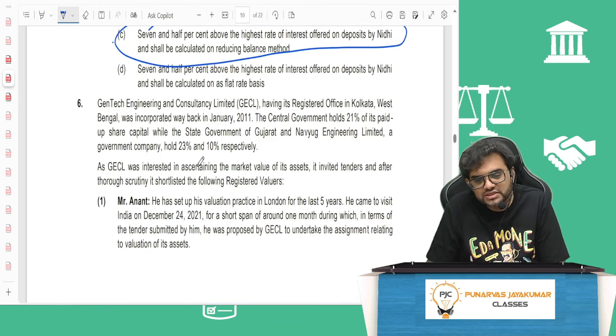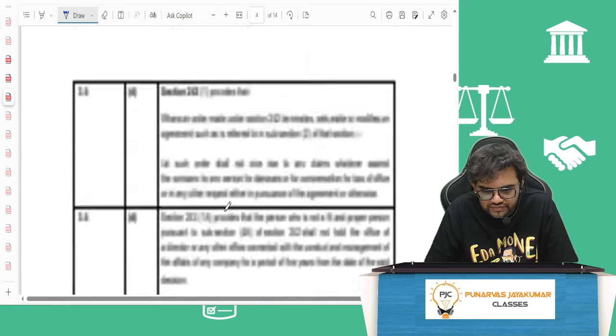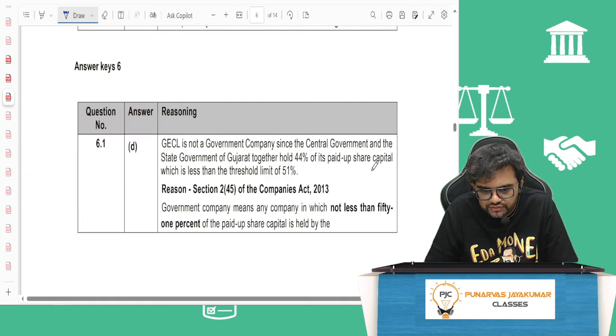Gentech Engineering and Consulting having its registered office in Kolkata. All these answers are given here. So it's the same whatever we've been discussing with full explanation anyway.